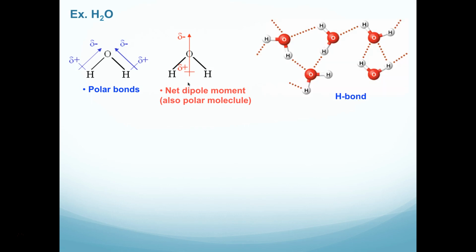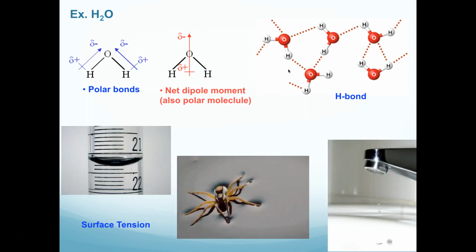And water does something interesting because of this. Since the oxygen has a partially negative charge and all the hydrogens have a partially positive charge, the oxygen of one water molecule can attract to that partially positive hydrogen on a neighboring molecule. And then you get a network of these, and this is called hydrogen bonding. Hydrogen bonding is going to allow us to explain a lot of different things when we get to intermolecular forces.